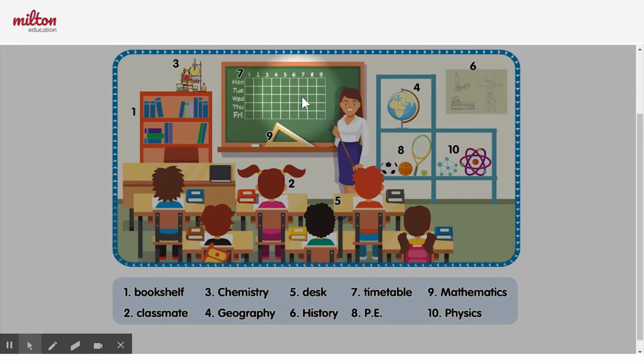On the blackboard, my teacher wrote our timetable. This is a table with different times and different days of the week. And it tells us when we have our classes. For example, in the first hour on Monday, we might have chemistry class. But the second hour, we might have mathematics class.